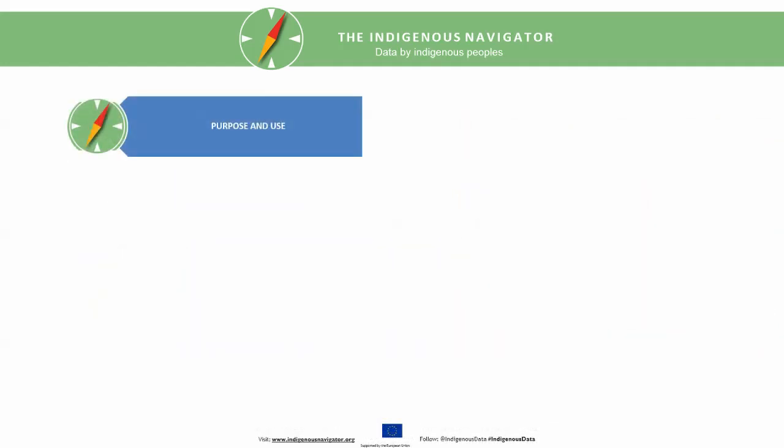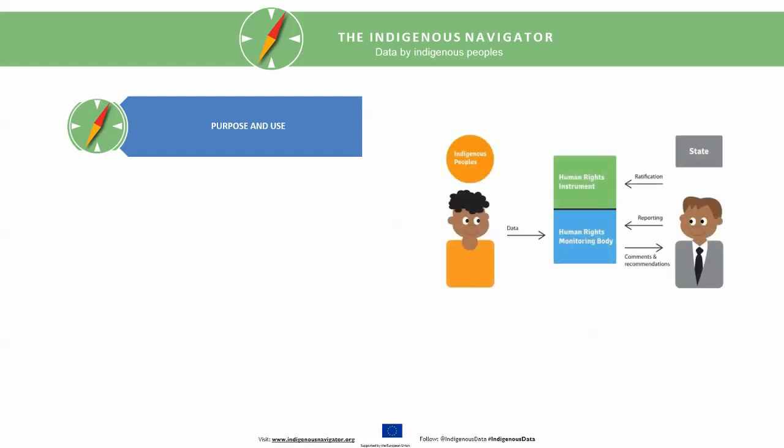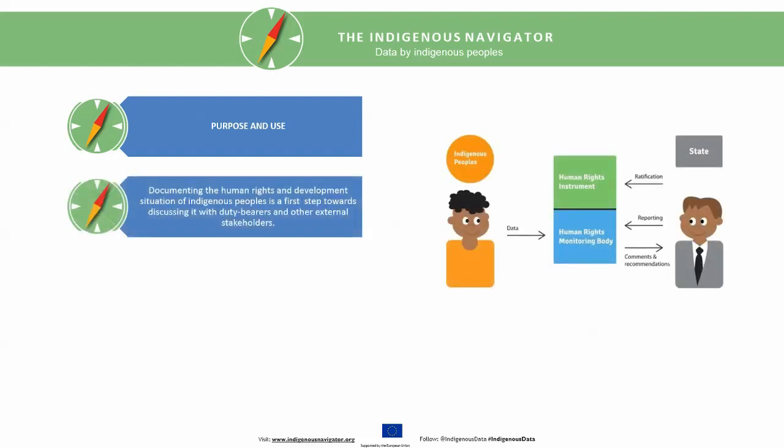What is the purpose and how is the Indigenous Navigator used? The Indigenous Navigator is used to document the human rights and development situation of Indigenous peoples, and by doing so, it is taking a first step towards discussing these rights and development situations with duty bearers and other external stakeholders.